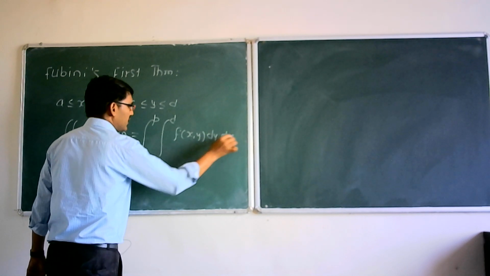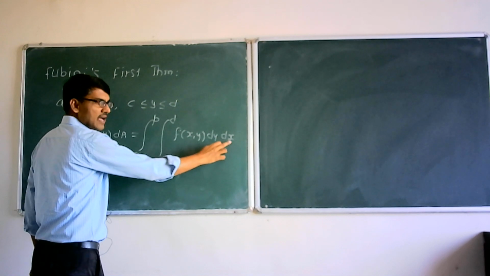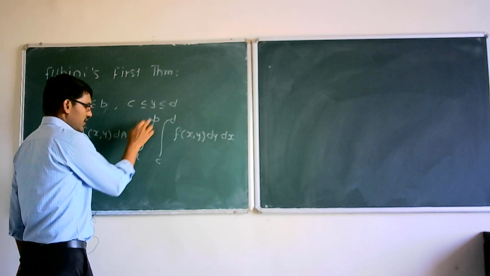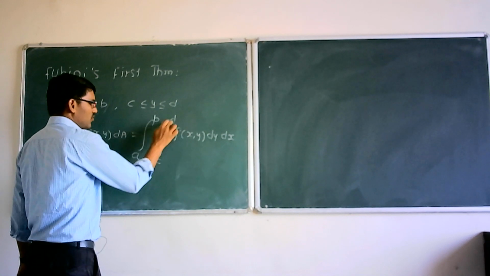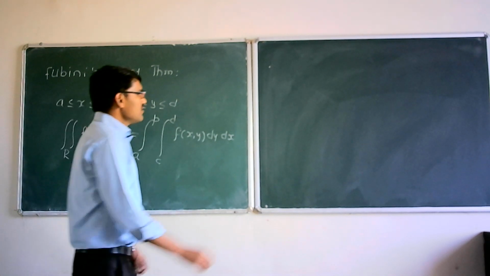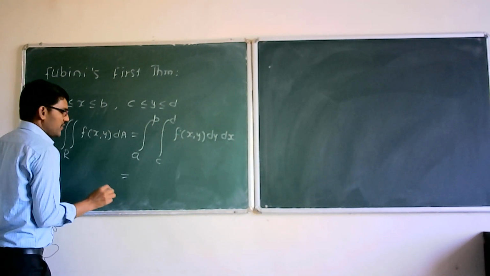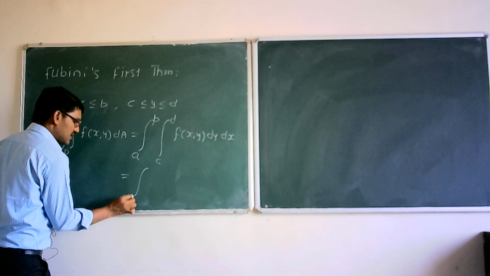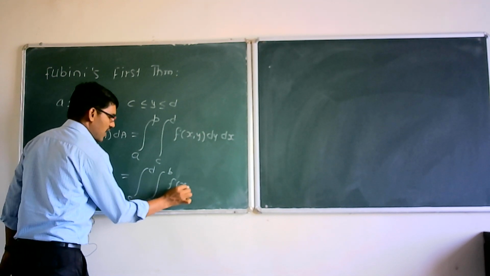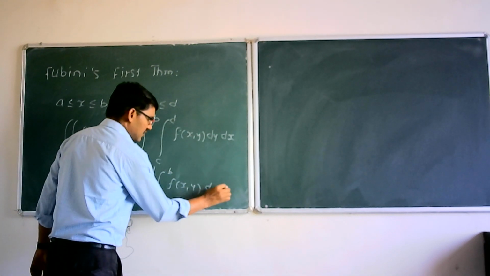Do remember one thing: if the inner one is dy, then this is the limit of y, and if the last one is dx, then a to b is the limit of x, and c to d is the limit of y. You cannot write dx here. Or, since the limits are constant, you can write this as the integral from c to d, a to b, of f(x, y) dx dy.